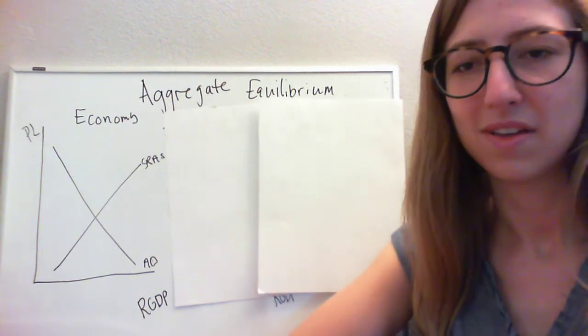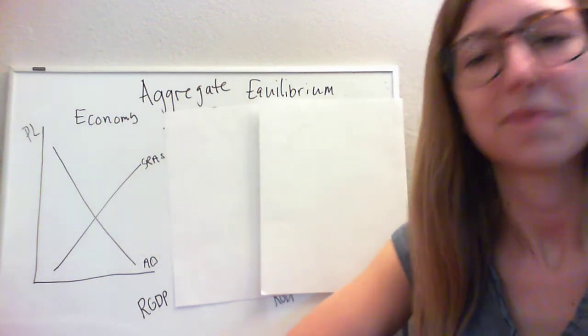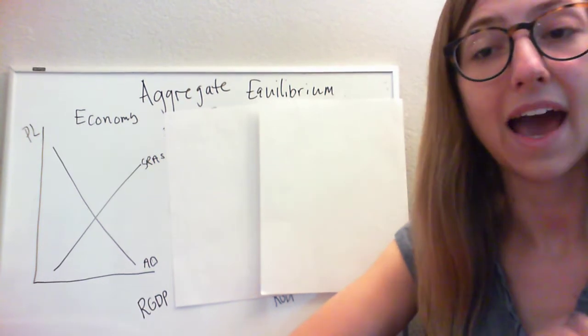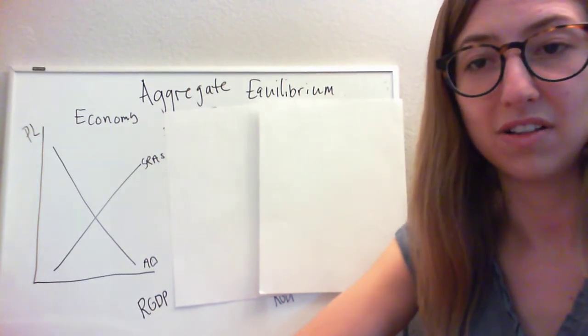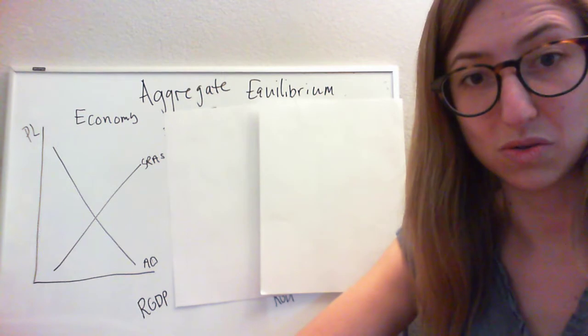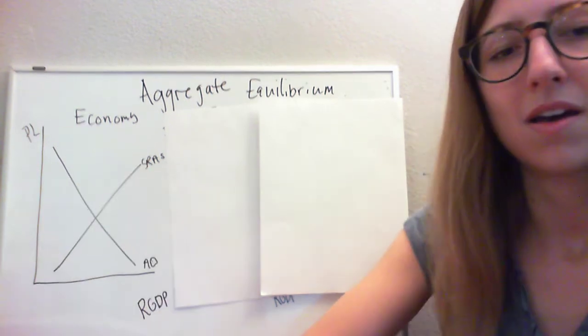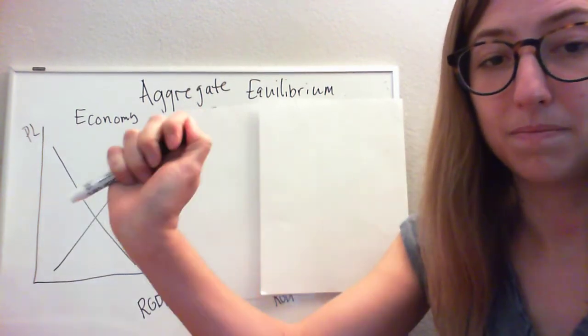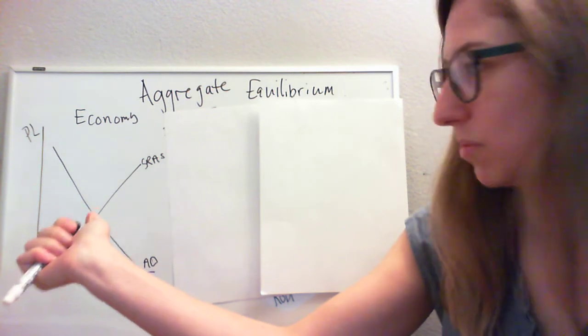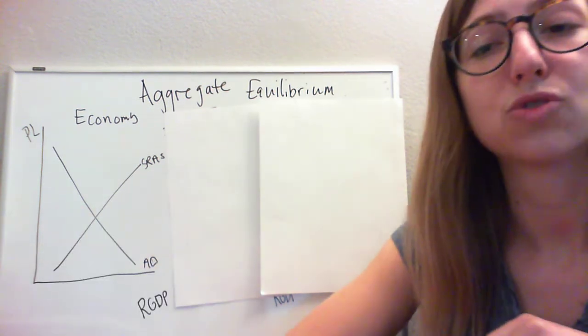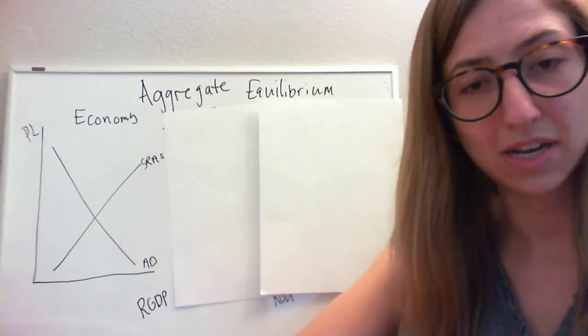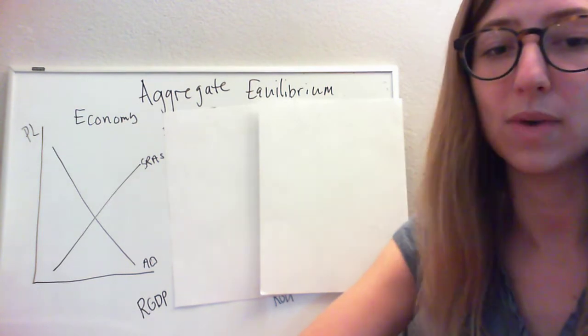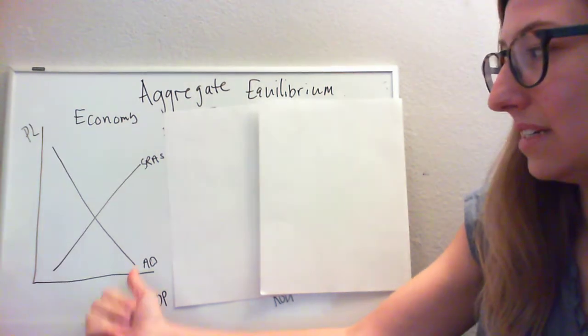Welcome. So now we are going to talk about aggregate equilibrium. We're going to take aggregate demand, which is all of the demand for goods produced in this economy, and combine it with, or I guess interpose it against, short-run aggregate supply, which is the production in that country. Okay, so we have the demand and the production.